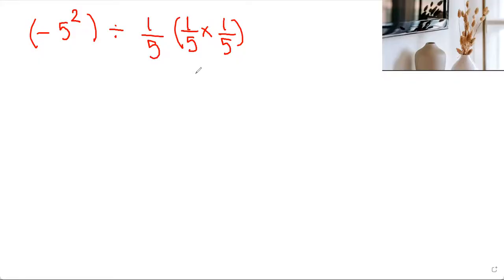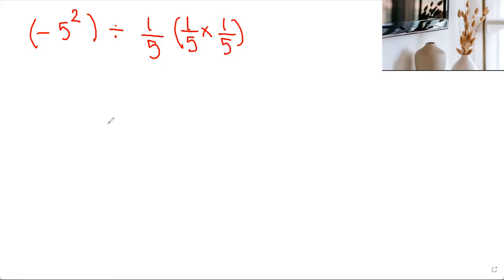And I'm gonna write the question for you and then go ahead and answer it on your own, and then go and double check if your answer is correct. Okay, there we go. So here's the question. It's (-5)² inside brackets divided by 1/5 times, in brackets, 1/5 times 1/5, close brackets.